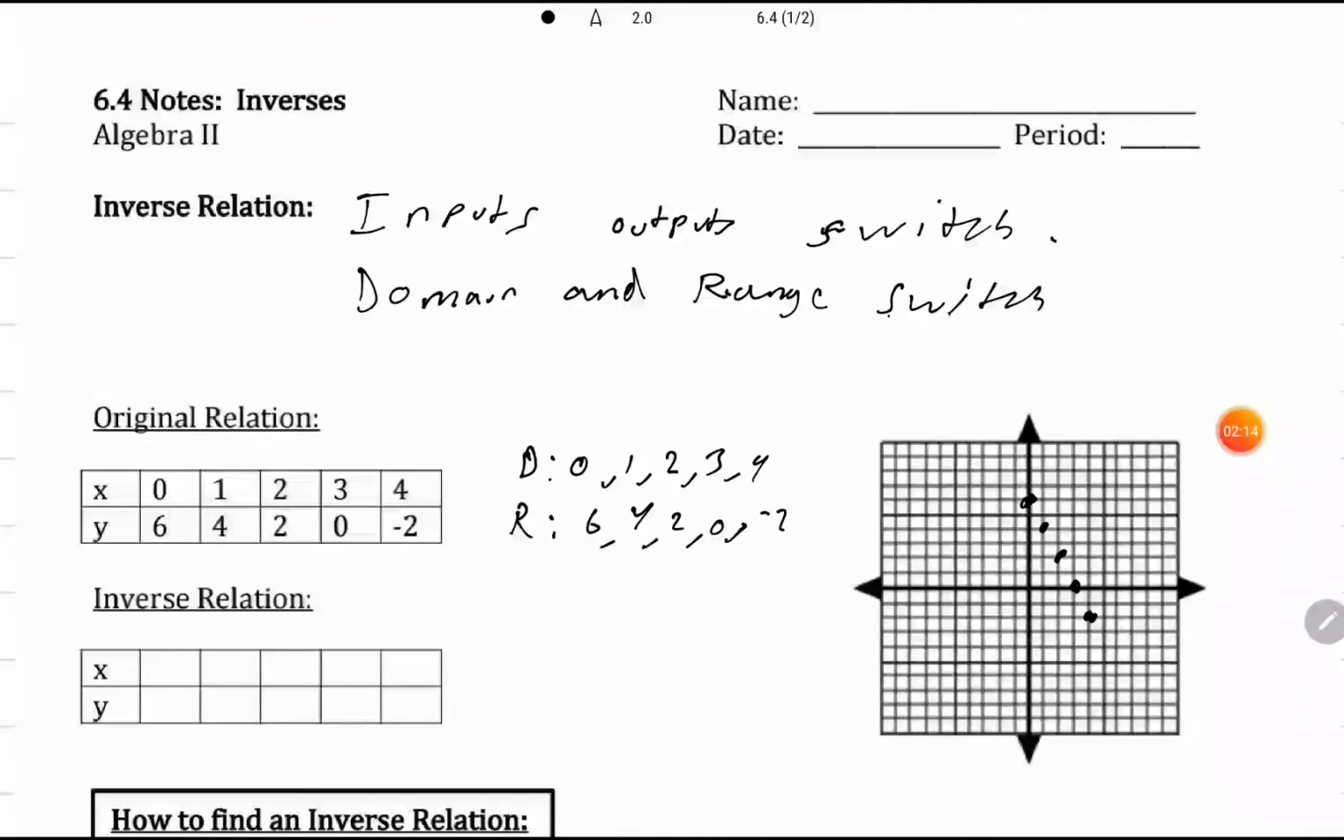So obviously there is a pattern to this one. Our domain and range would probably be negative infinity to infinity, but we don't know that. We don't know if there's a stop there, or if negative numbers don't work. Now let's look at the inverse relation. All we do is switch the values. So instead of x being 0, it's now 6, 0; 4, 1; 2, 2; 0, 3; and negative 2, 4. So all I did was switch them.